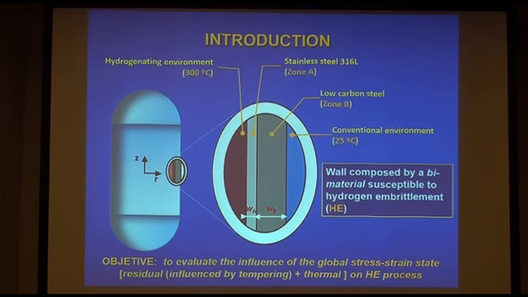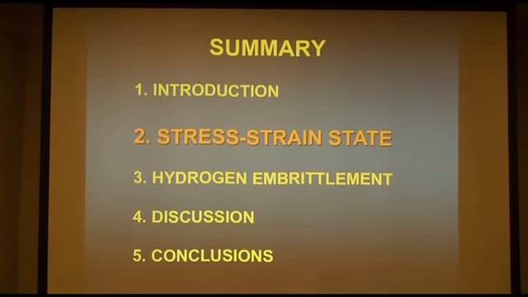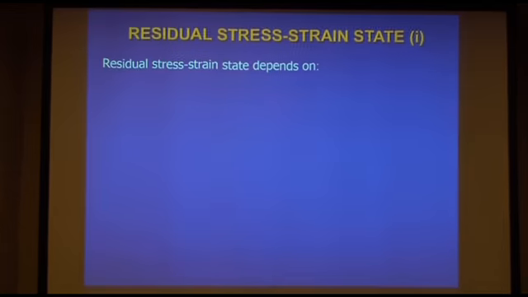25 degrees. The objective is to evaluate the influence of the global stress-strain state, residual, influenced by tempering heat treatment plus thermal, on the hydrogen embrittlement process. Let's go to the stress-strain state. What about the residual stress-strain state?